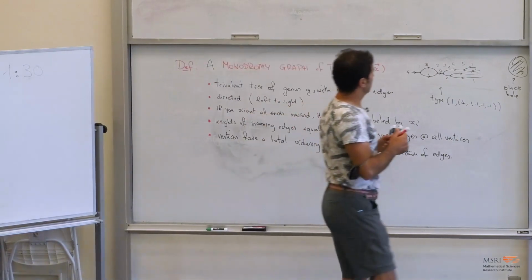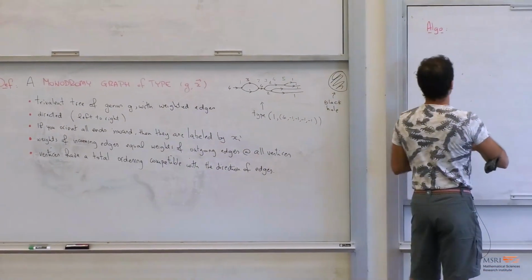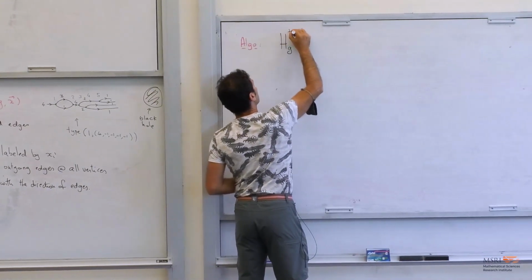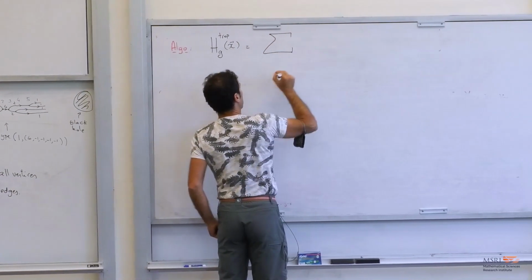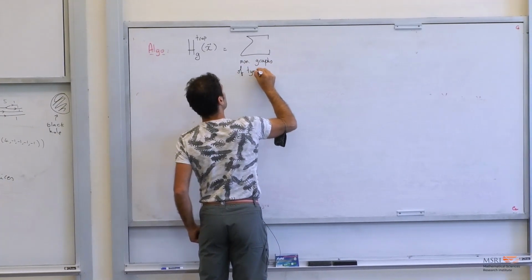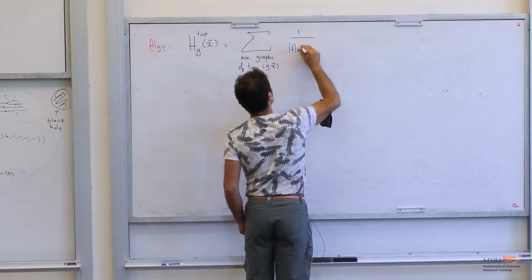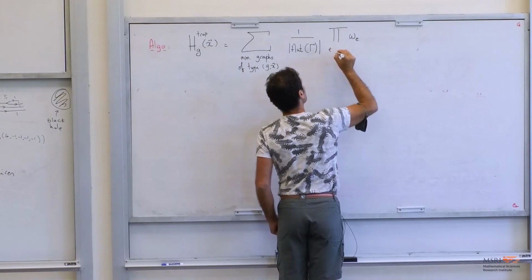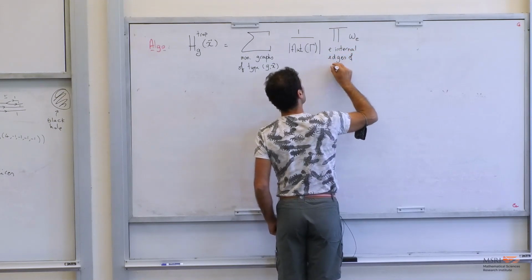And so now, the algorithm is that the tropical Hurwitz number is given by the summation over all monodromy graphs of type g, x, of 1 over the order of the automorphism group of the graph gamma, times the product of the weights of E, where E ranges over all internal edges. Okay.